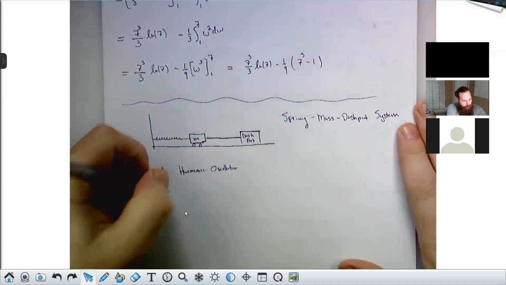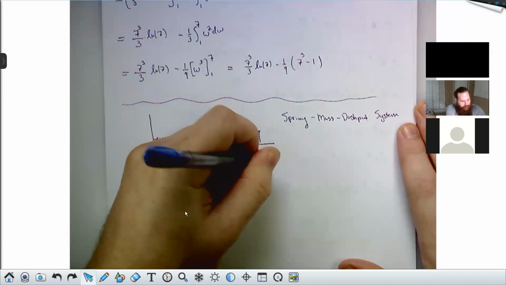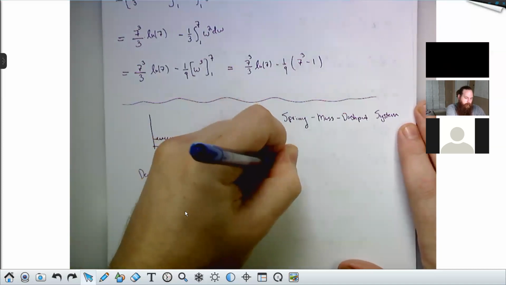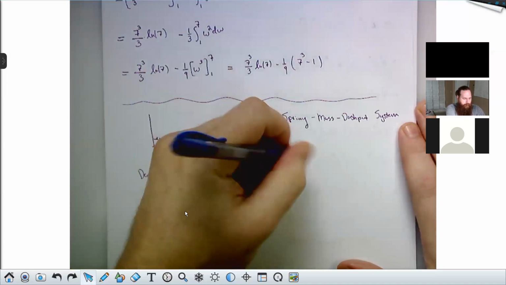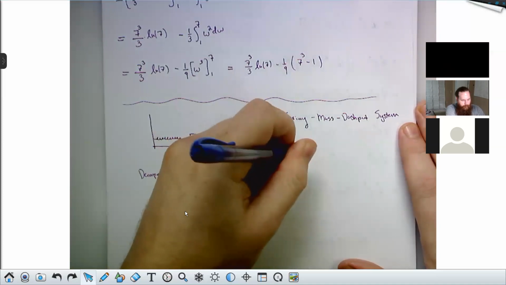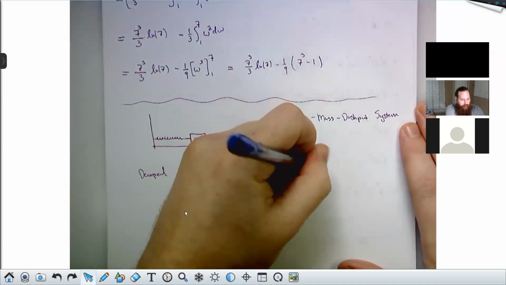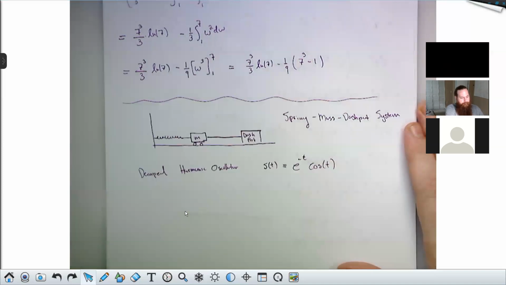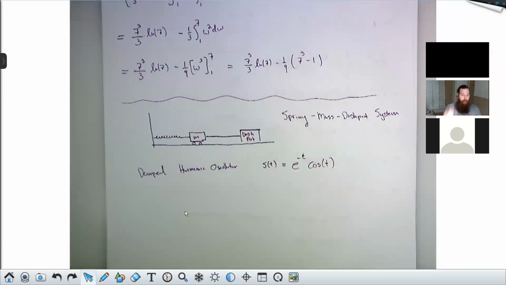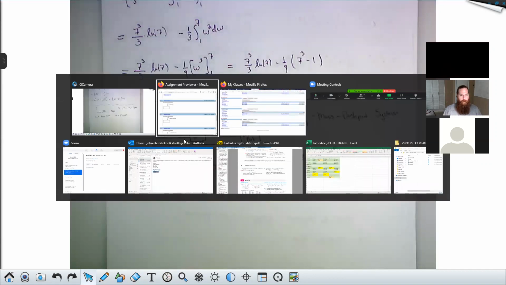The equation of motion for a system like this, and it depends on what kind of dash pot you have there, would be like e to the minus t times cos t. The cos t just wants to wobble back and forth. The e to the minus t is coming from the dash pot, is slowing down the wobble. I'll show you what the graph of that function looks like.